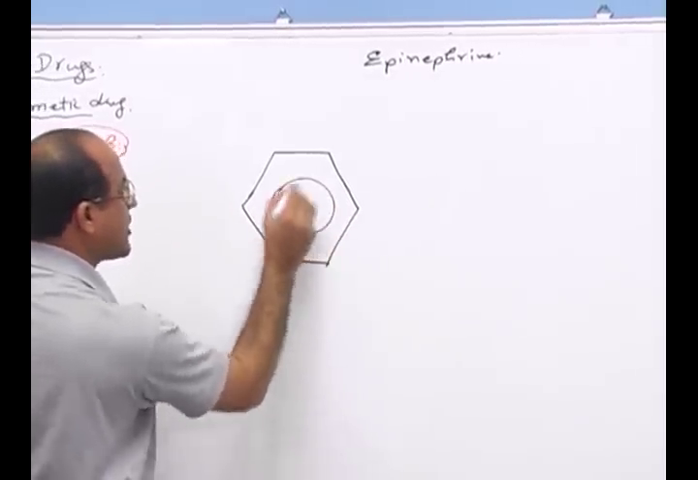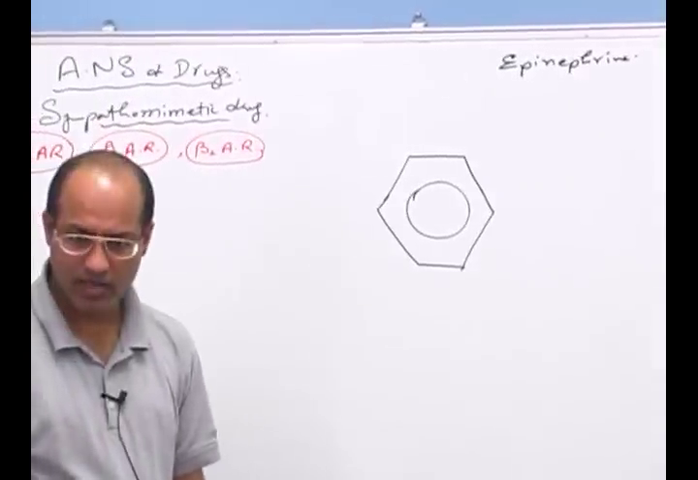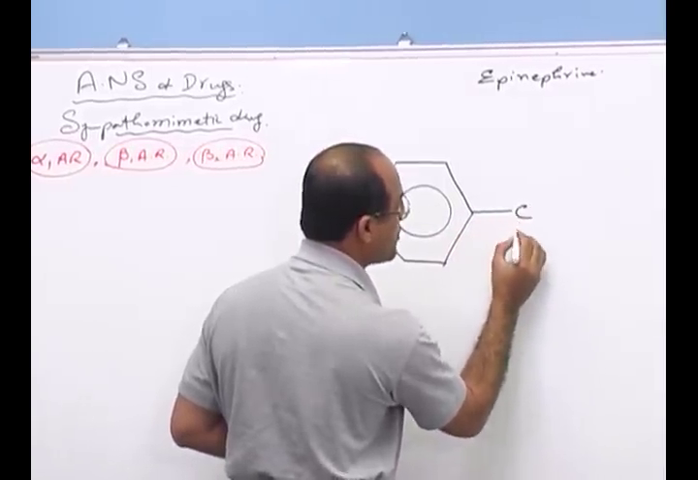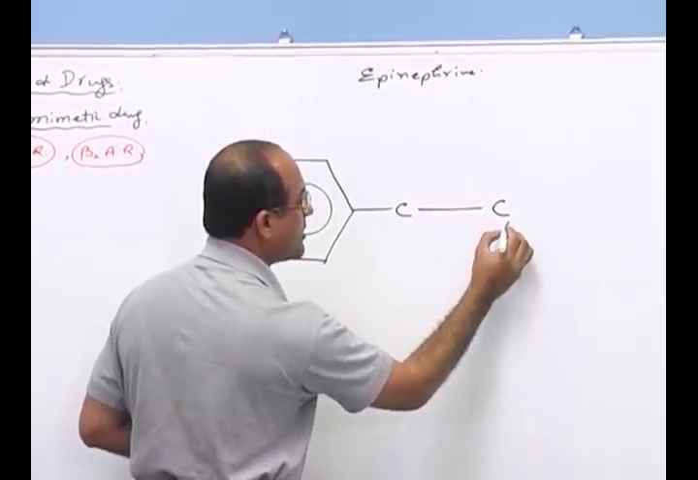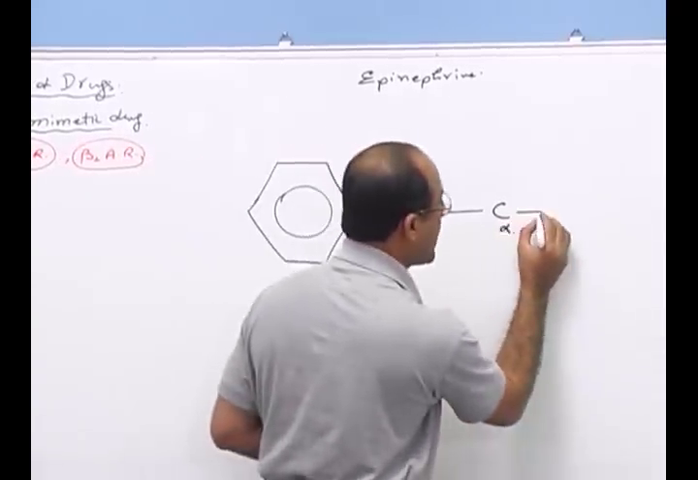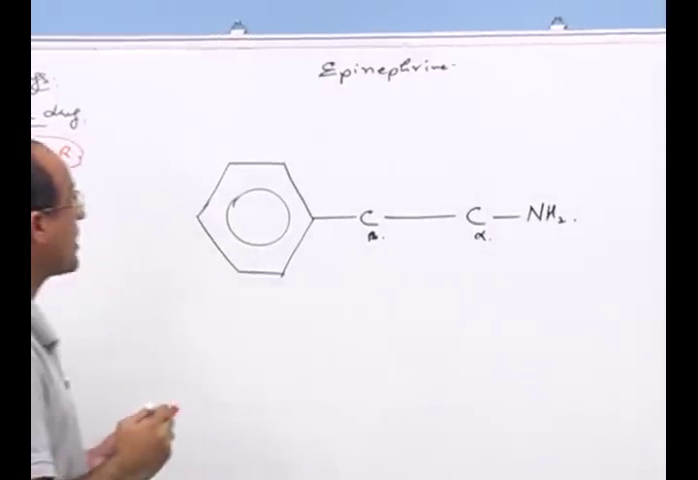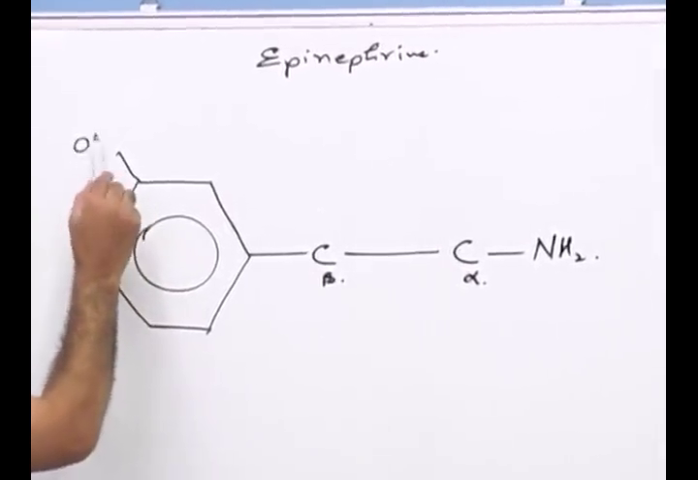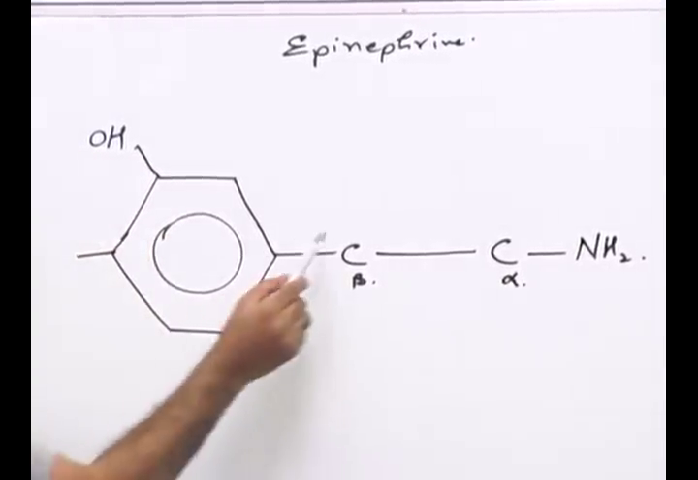there is a ring structure, the phenyl ring. What is this? It's a phenyl ring. And here are two carbons. Of course, the first carbon is which one? Alpha or beta? Here it is the alpha carbon and this is the beta carbon. And here it is the amino group. Now, this is the parent compound for most. It is not epinephrine because we have to methylate, then it will become epinephrine.